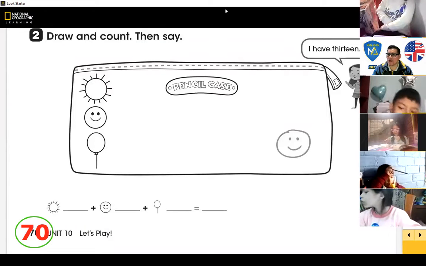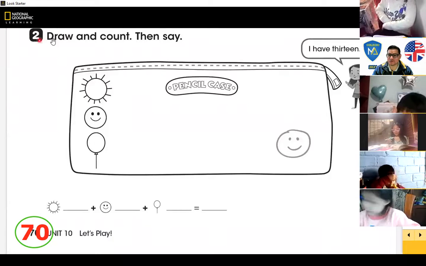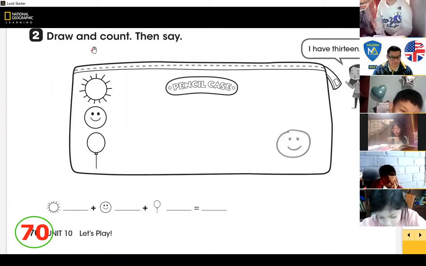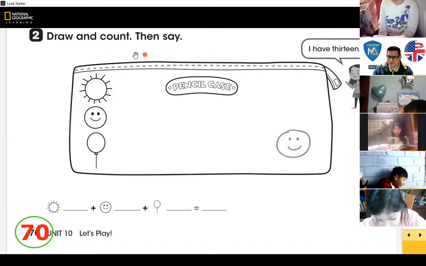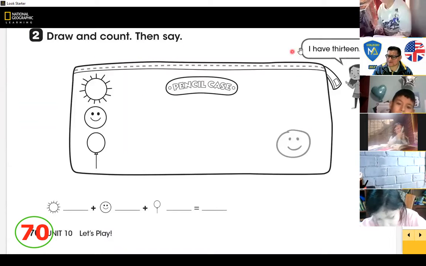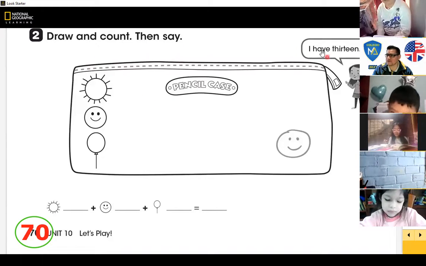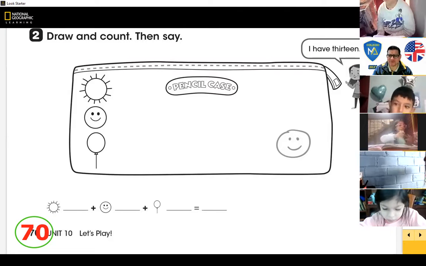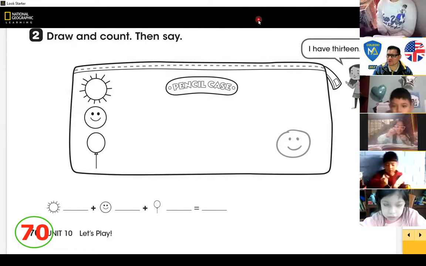Draw, activity two, draw and count, then say. We have to draw. For example, what's this, the girl saying? She said, I have 13. Okay, to get 13, we have to do something.